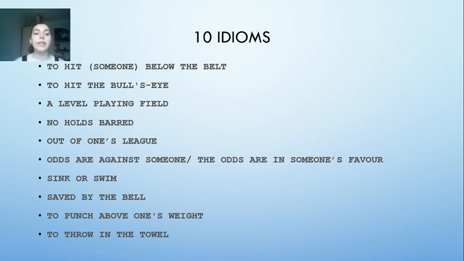Next one, a level playing field. That means equal conditions or equal level of participants. For example, it wasn't a level playing field when professional football players had a match with children. Це не були рівні умови, коли професійні футболісти грали з дітьми.